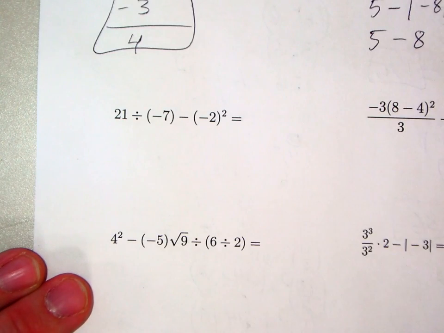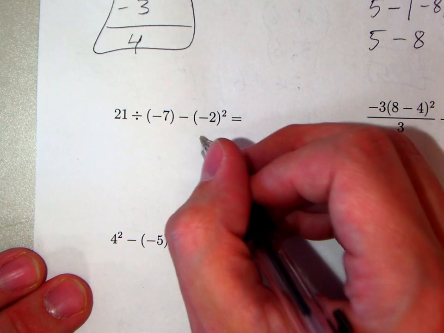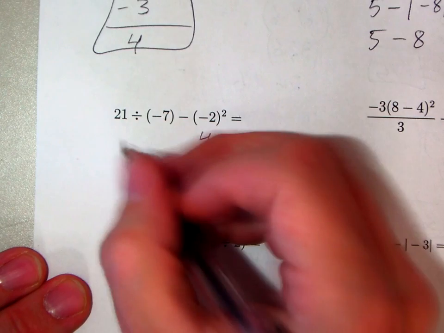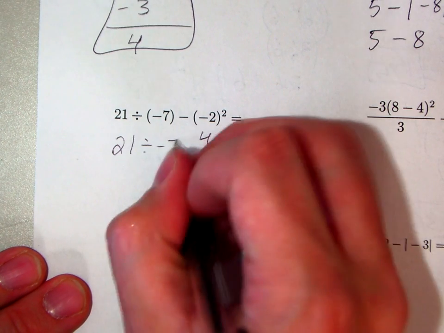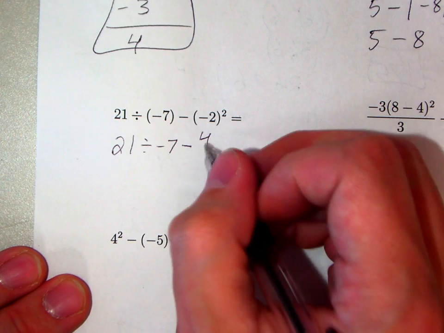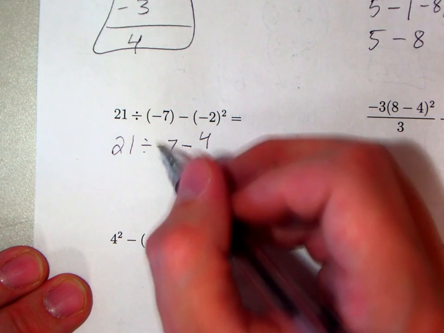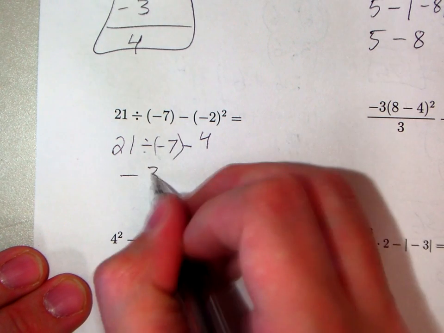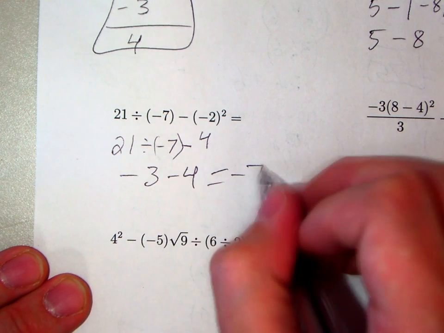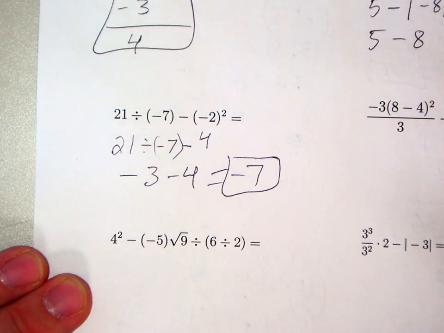Next problem. The negative 2 is squared and becomes a positive 4. So we have 21 divided by a negative 7 minus the positive 4. First thing we do is the division. Dividing by a negative here gives us a negative 3. And when we subtract 4 from that, we get a negative 7 because it brings it further negative.